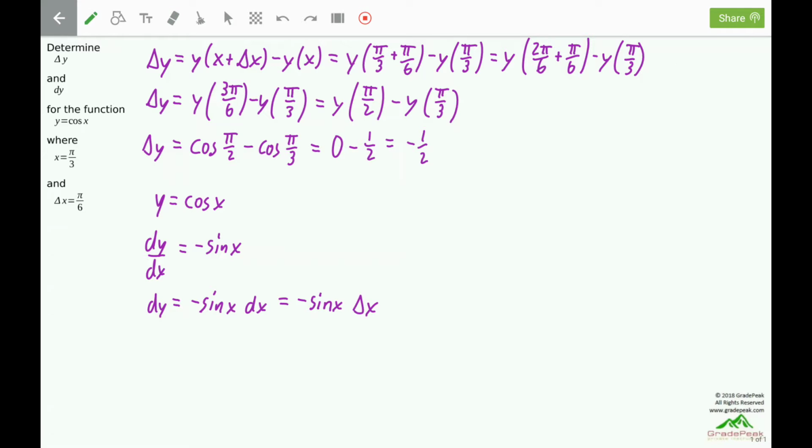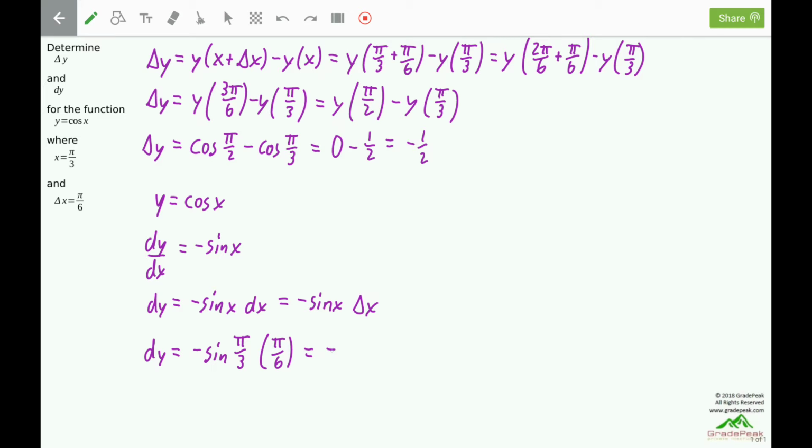We can now plug values in to find dy. We'll have the negative sine of x, which is pi over 3, and then times delta x, which is pi over 6. That delta x is not inside of the sine. It'll be in front of the sine, or just multiplying the result of the sine.